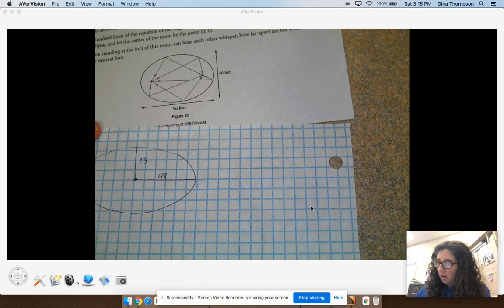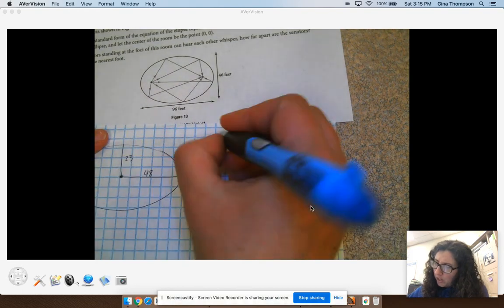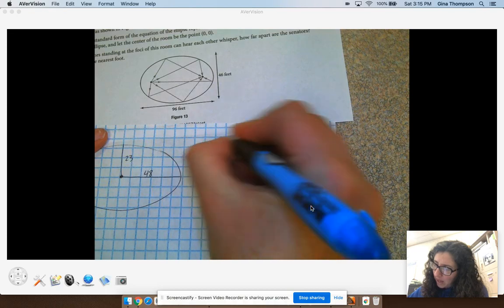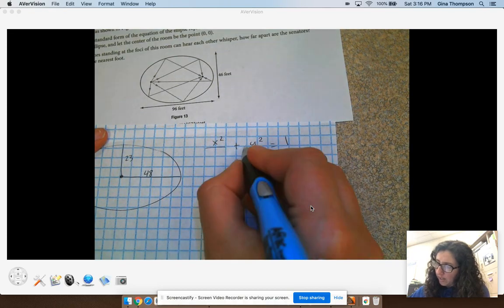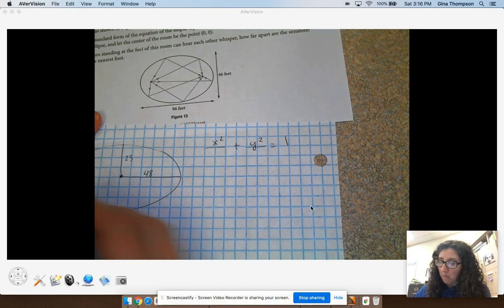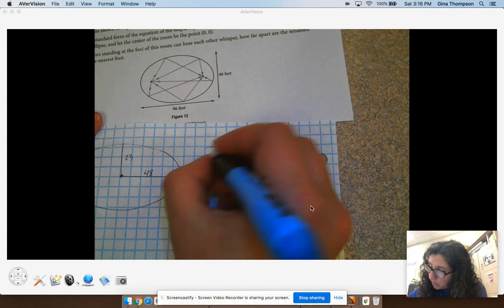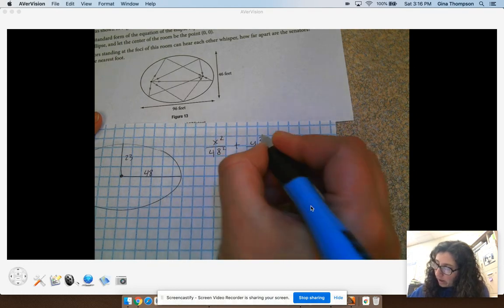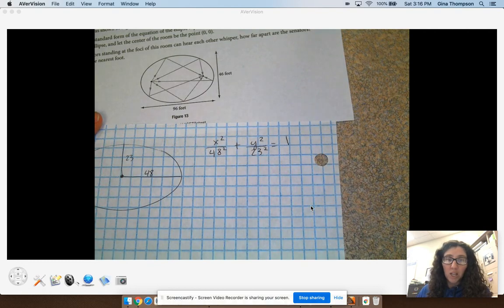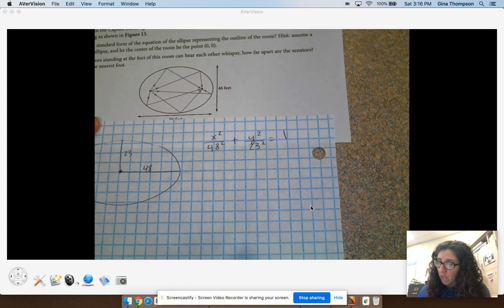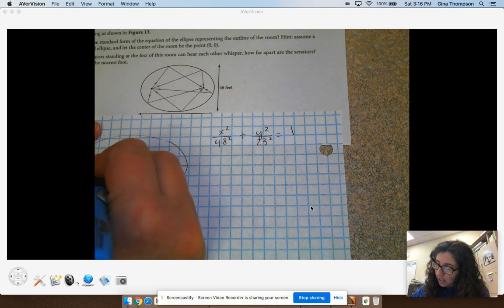Okay. So let's think. We can just assume that this is like the center, right? So our equation is going to be like x squared plus y squared equals 1 over, let's see, in this case, our x-axis will be our major axis. And we know our a value is 48. So this is going to be 48 squared. And our minor axis, this is going to be 23 squared. Voila, there's our equation.